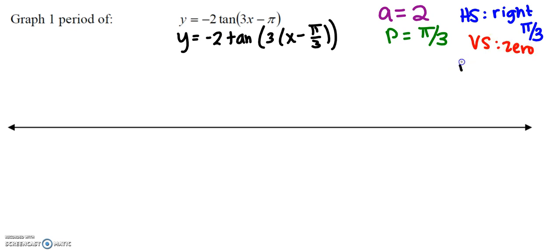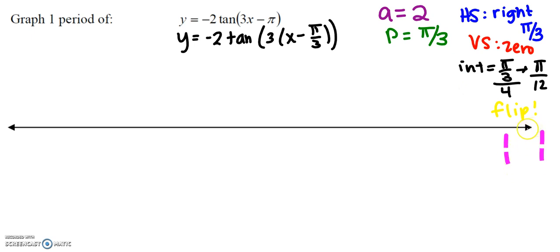My interval is going to be pi over 3, the period, divided by 4, which is really pi over 12. So we've got some tiny fractions to count by today. And this negative sign means that, yes, there is a flip. So instead of having our setup of asymptote, asymptote, increasing tangent function, I now am going to have a decreasing tangent function.